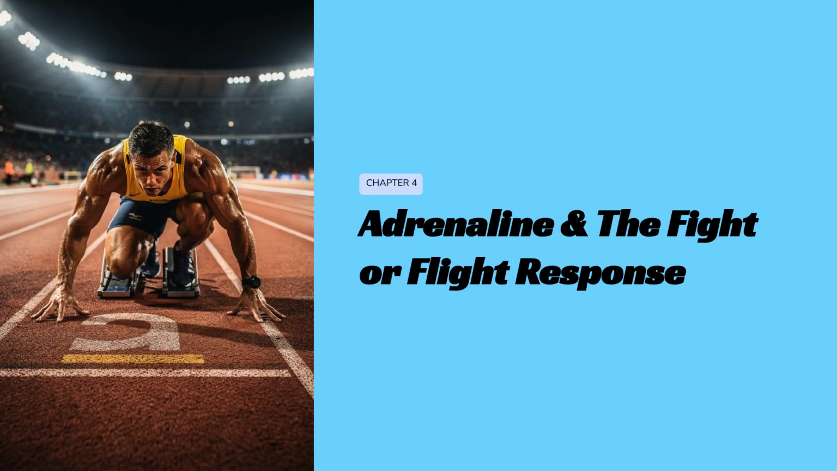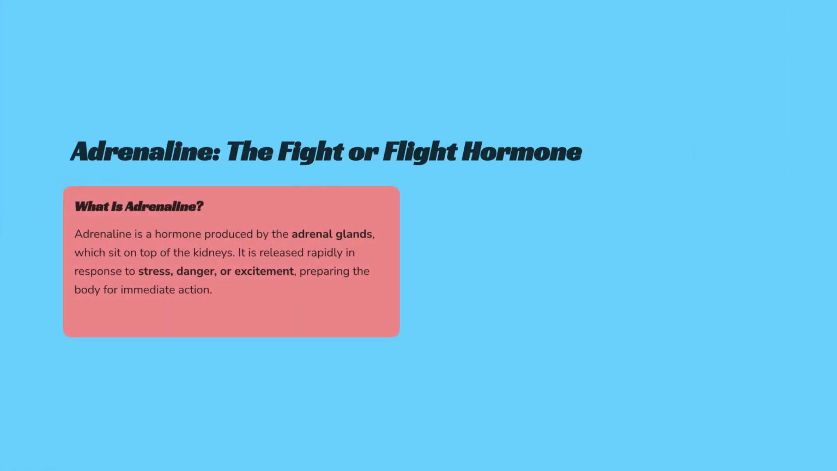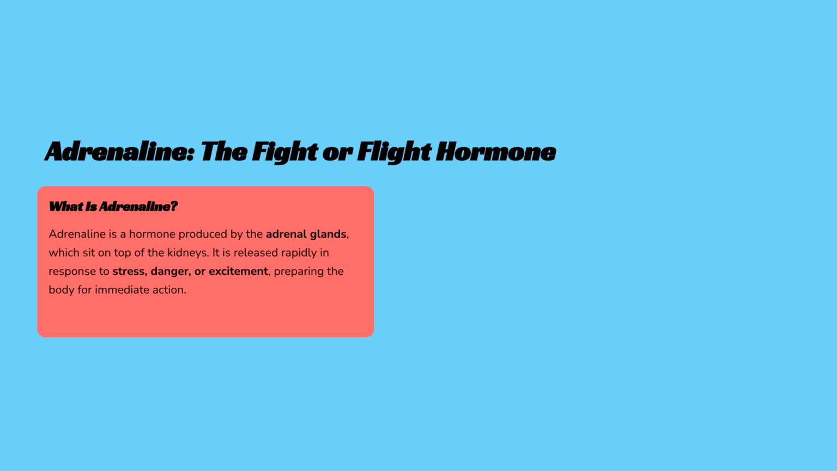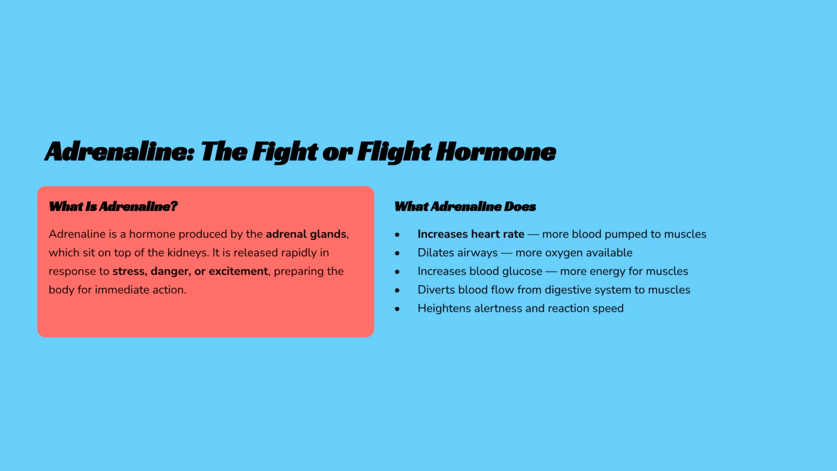Chapter 4 moves on to adrenaline and the fight-or-flight response, a rapid and dramatic hormonal action. Adrenaline is the fight-or-flight hormone released by the adrenal glands in response to danger or stress. It prepares the body for immediate, vigorous action by increasing heart rate, dilating airways, and increasing blood glucose.